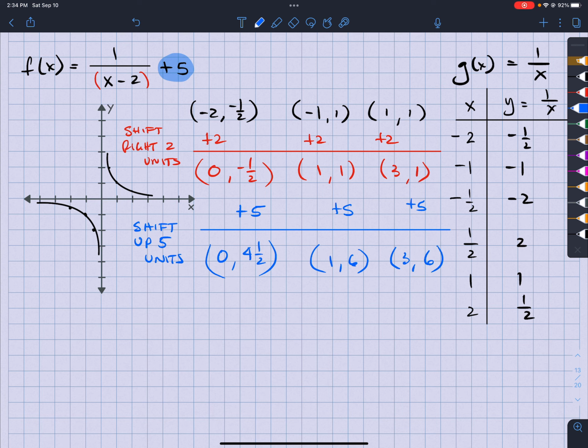Okay, so let's plot those points. Let's see what that looks like here. I got 0, 4 1/2. So 0 is going to be 4 1/2, 1, 2, 3, 4 1/2. So right there. 1, 6, so 1, 6. 2, 4, 6, and 3, 6. 1, 2, 3, and 6.